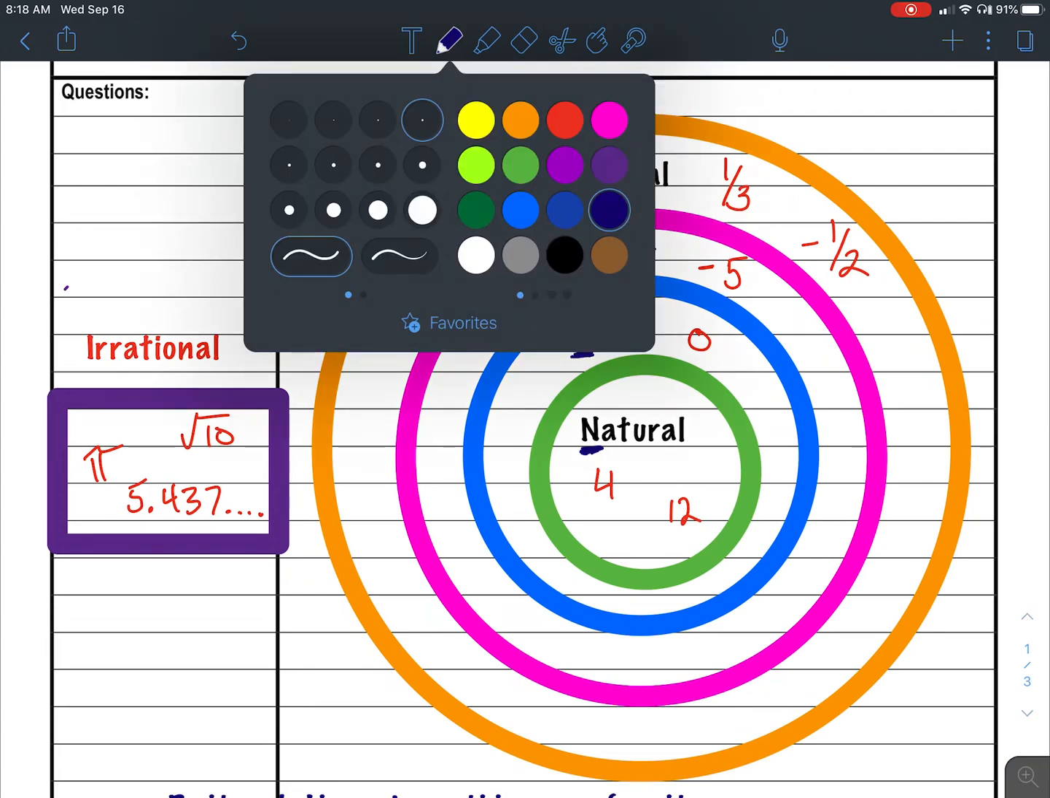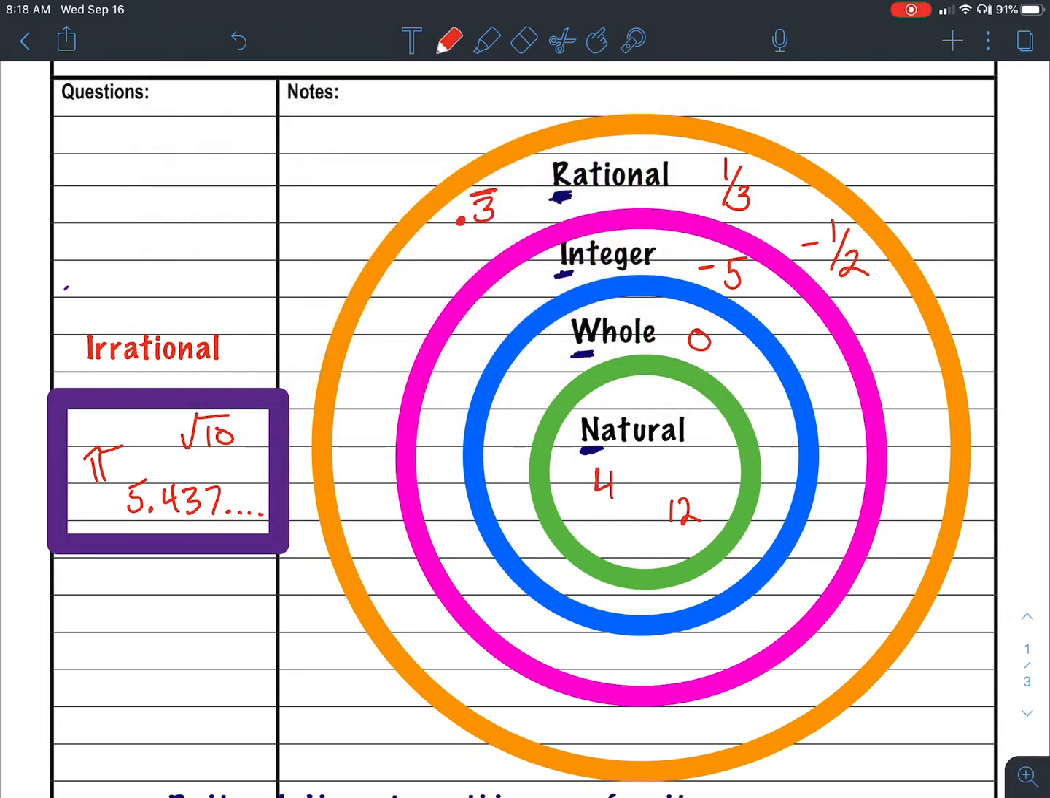So for example, the natural number 4. 4 is a natural number. However, notice how my green circle is inside of my blue circle, so that means 4 is also a whole number. Green is inside of pink, which means 4 is also an integer. And the green circle is inside the orange circle, which means 4 is also rational. Just like if you're from North Side, that means you're from Fort Worth, which means you're from Texas, which means you're from the United States.